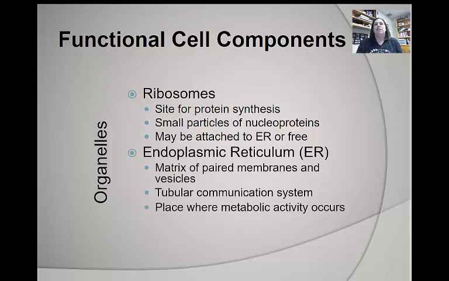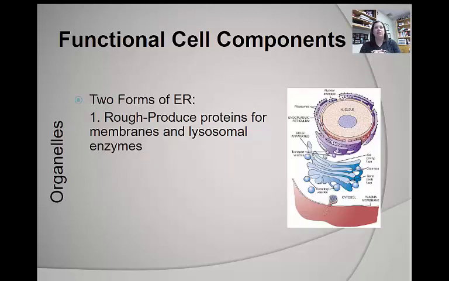The endoplasmic reticulum is a matrix of paired membranes and vesicles. It has some tubular connection systems, so it connects. It's the place where metabolic activities can occur, like making, again, proteins if it's the rough ER, or lipids if it's the smooth ER. So the rough ER is going to produce proteins for the membranes and lysosomal enzymes.